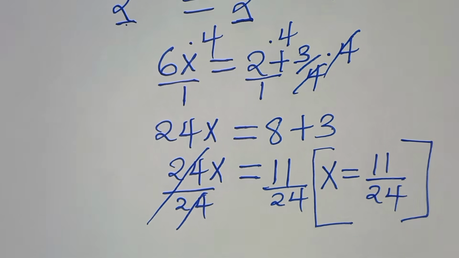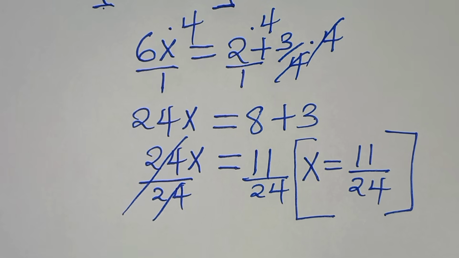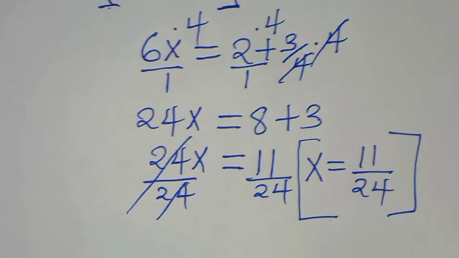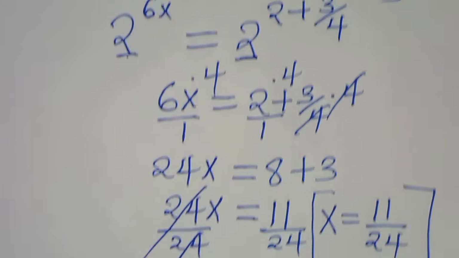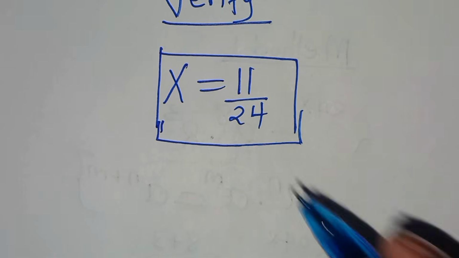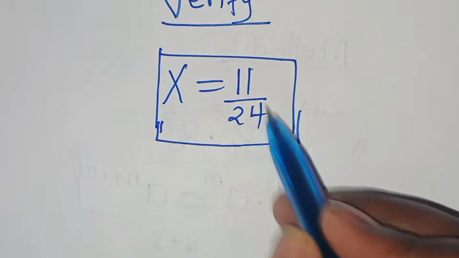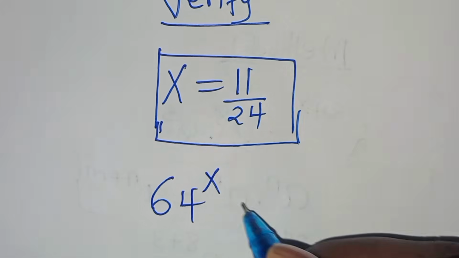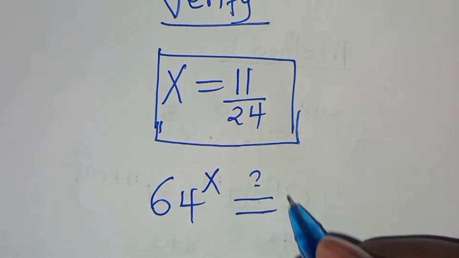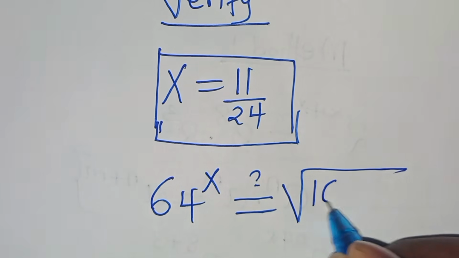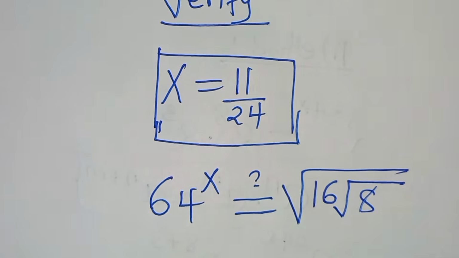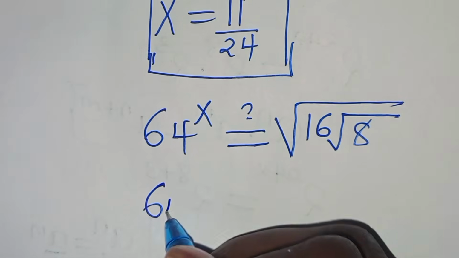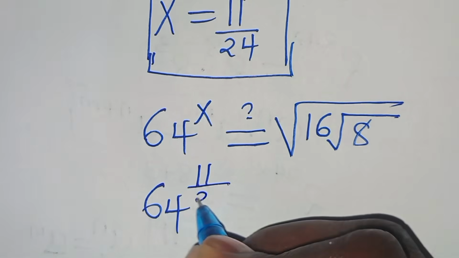Both method 1 and method 2 give us the same value of x. So the next step is to verify. So let's verify that this value of x, which is 11/24, satisfies the equation. We have 64 raised to the power of x. This should be equal to square root of 16 multiplied by square root of 8. Now let's substitute the value of x. We have 64 raised to the power of 11/24.